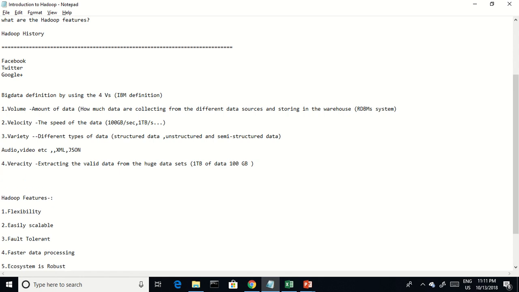So here, by combining high volume, high velocity, high variety, and high veracity, we say it is big data.